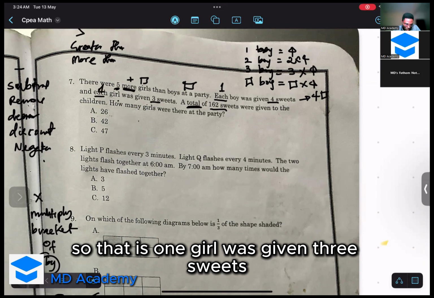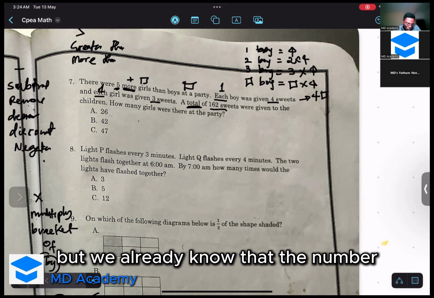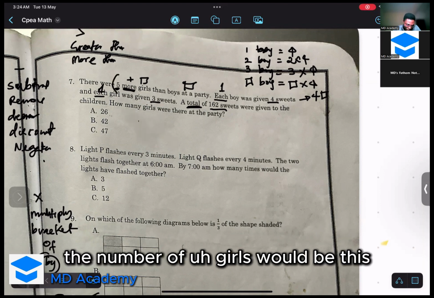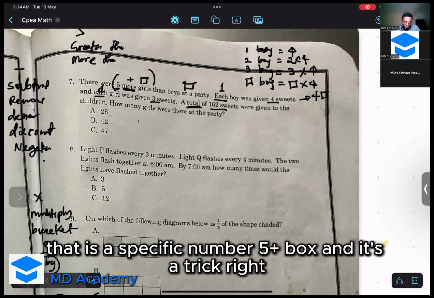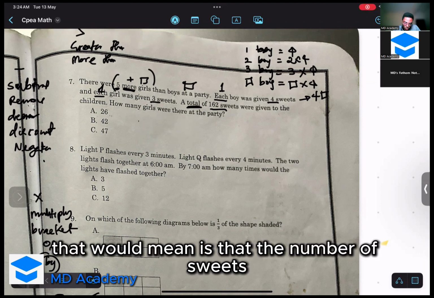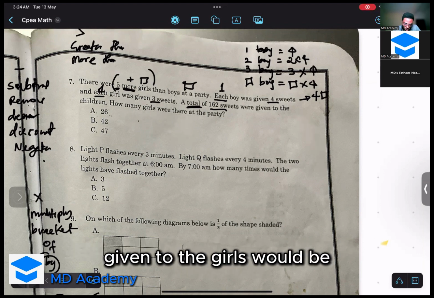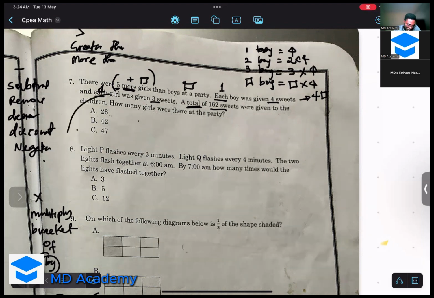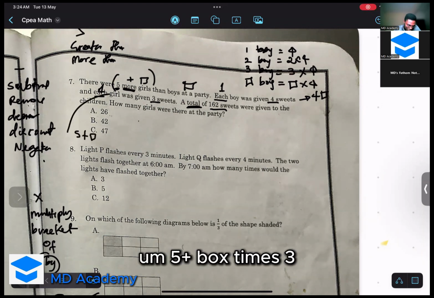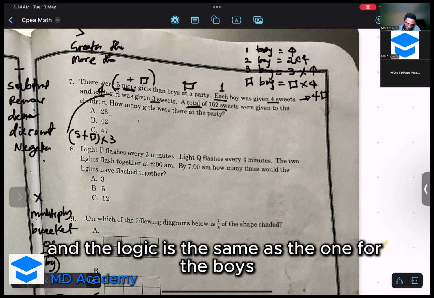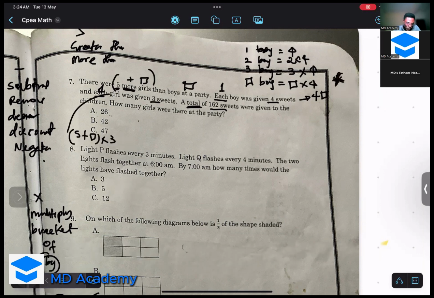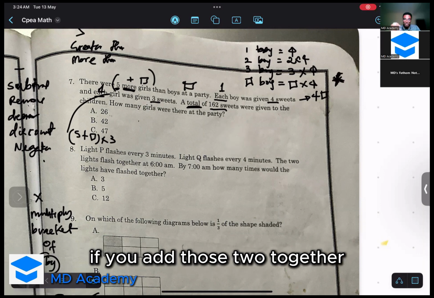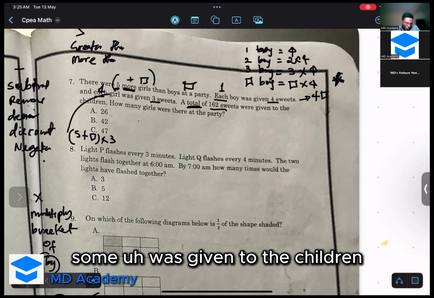Now the next part of that sentence says each girl was given 3 sweets. But we already know that the specific number for the number of girls would be this. That is a specific number, 5 plus box. And it's a trick, right? So what that would mean is that the number of sweets given to the girls would be equivalent to 5 plus box, times 3. And the logic is the same as the one for the boys. So a total of 162 sweets were given to the children. If you add those two together, the sum was given to the children. How many got?